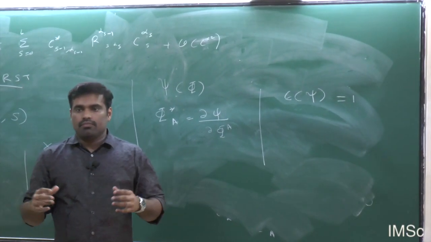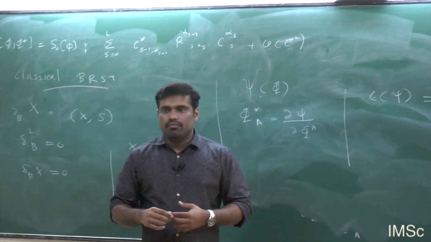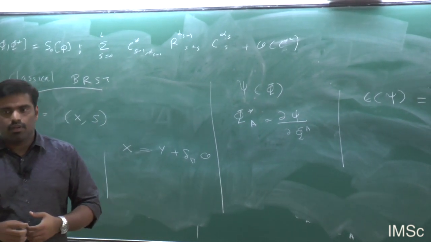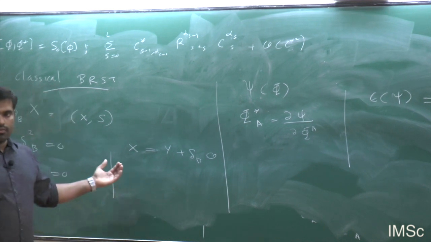So, just to understand, when you do this BV after using the gauge fixing, you put that after you do this. I mean, anyway, you can put it.